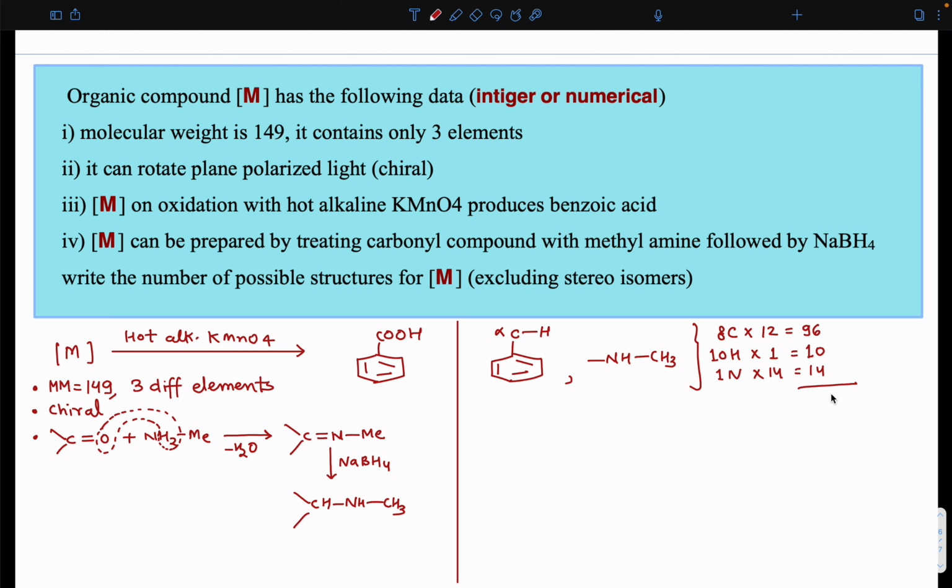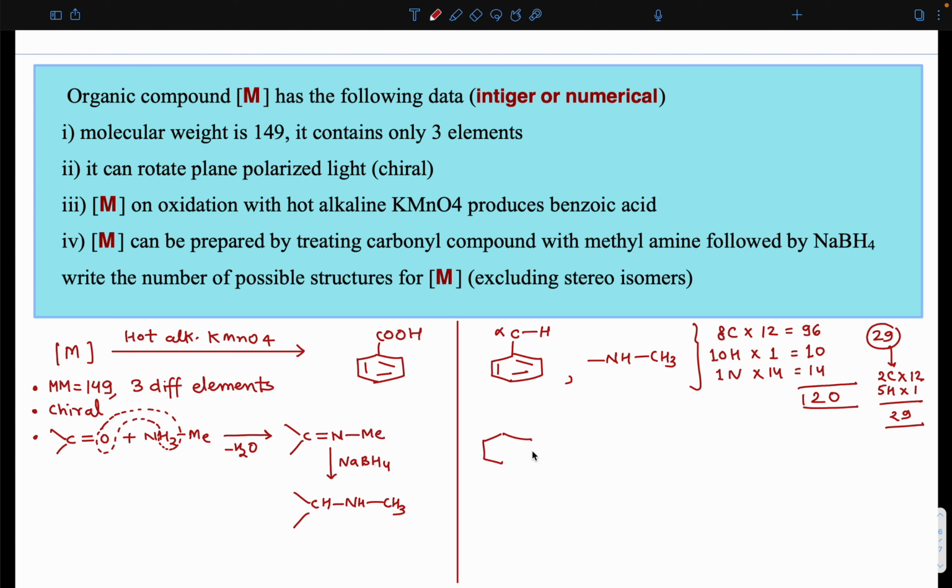Now please add this: 96 plus 14 plus 10 gives 120 mass by these four clues. Now 29 is left over out of 149. From 29, the easiest way may be 2 carbons with mass 12 and, for example, 5 hydrogens with mass 1, that makes 29. This is the easiest way. So the leftover part is 29, and 2 carbons and 5 hydrogens we can manage. We'll try with this data.